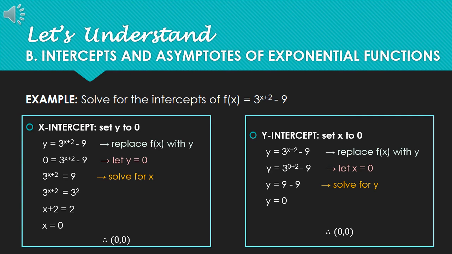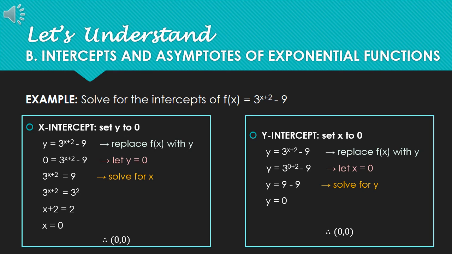Another example, solve for the intercepts of f of x equals 3 raised to quantity x plus 2 minus 9. So for the x-intercept, first we replace f of x with y. So our working equation now is y equals 3 raised to quantity x plus 2 minus 9. Then we let y equal to 0. So we have 0 equals 3 raised to x plus 2 minus 9. So now we just solve for x, simplifying the equation, then we arrive with the value of x, which is 0. So our x-intercept is (0, 0).